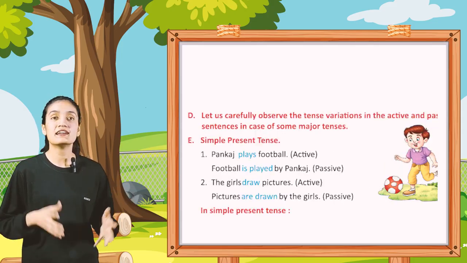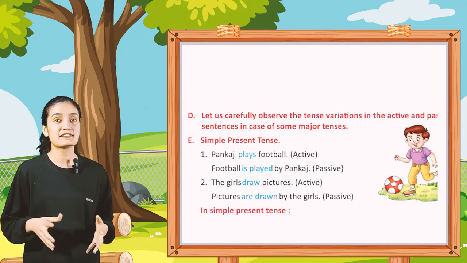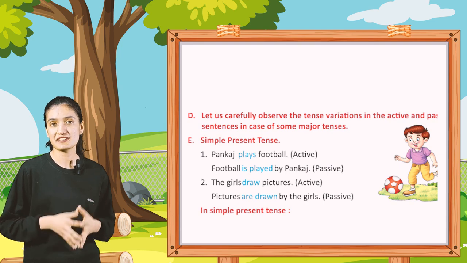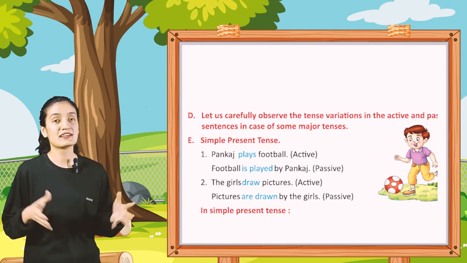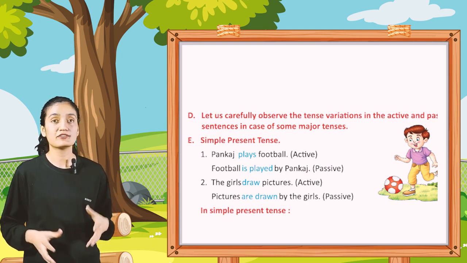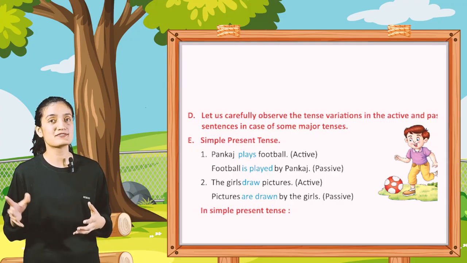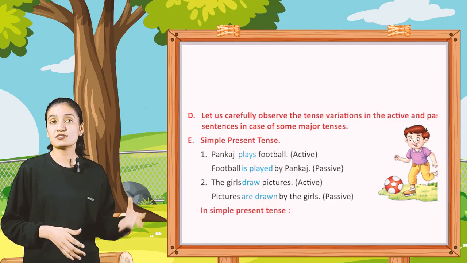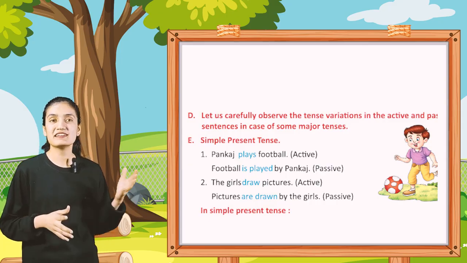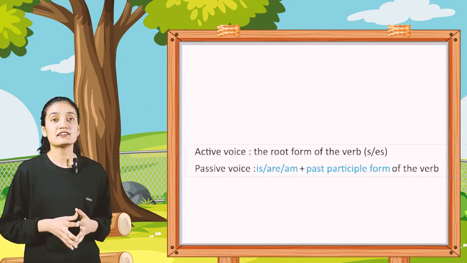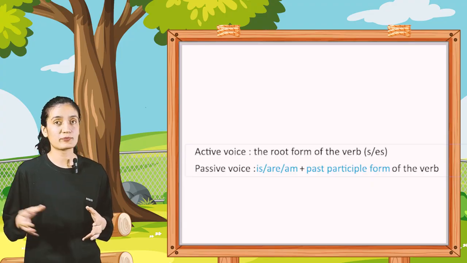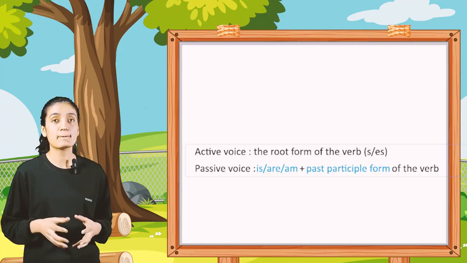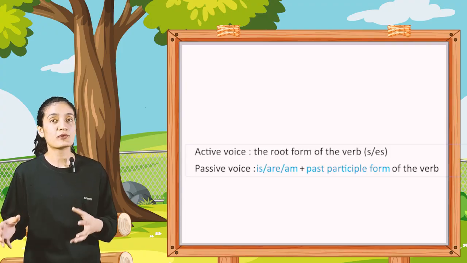Now part D. Let us carefully observe the tense variations in the active and passive sentences in case of some major tense. Part E. Simple present tense. Pankaj plays football. Active. Football is played by Pankaj. Passive. The girl draws pictures. Active. Pictures are drawn by the girls. Passive. In simple present tense, active voice, the root form of the verb is S-E-S. Passive voice is is, am, are plus past participle form of the verb.